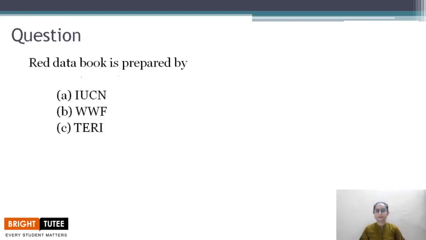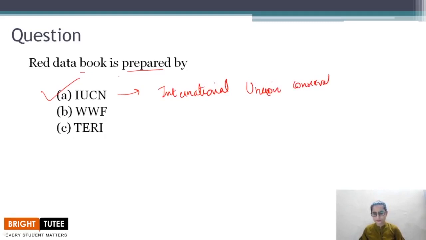Alright, the Red Data Book is prepared by which organization? Which organization is responsible for the preparation of the Red Data Book? The organization is IUCN, which is the International Union for Conservation of Nature and Natural Resources. Right?